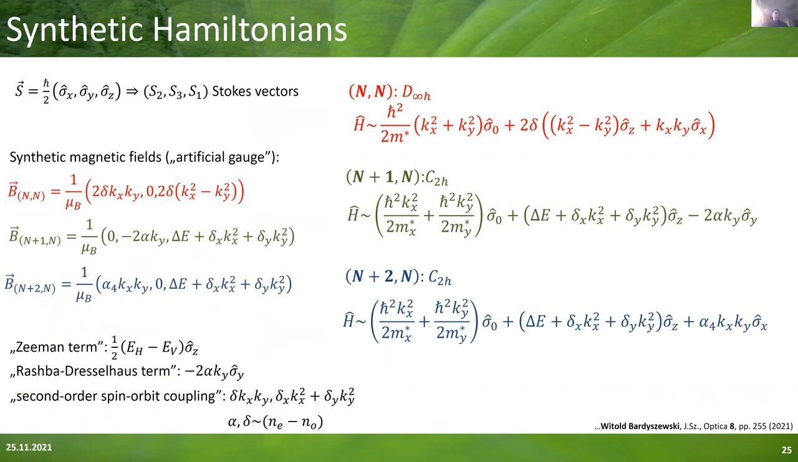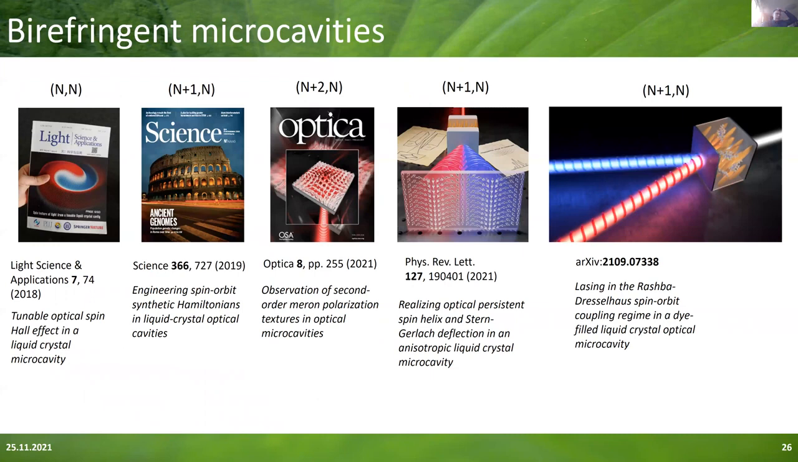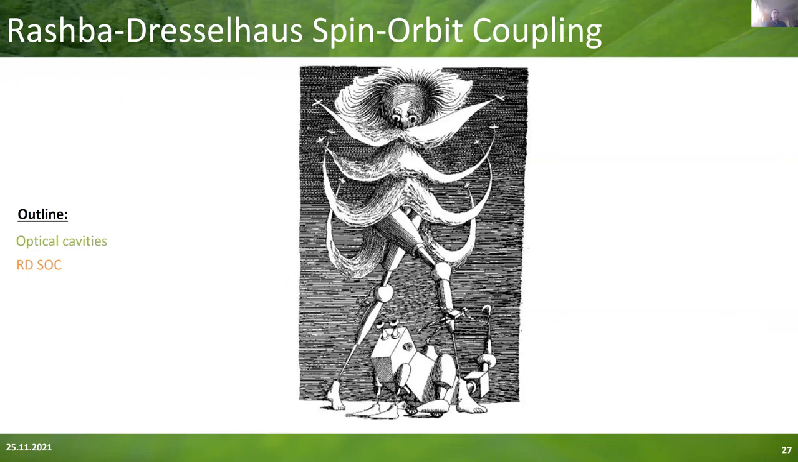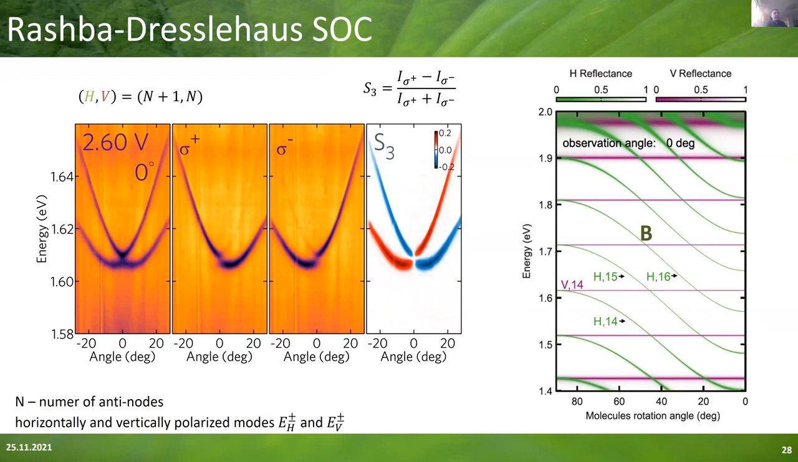It's interesting that we can deal also with so-called synthetic magnetic fields or artificial gauge fields. I will refer especially to the case of this Rashba-Dresselhaus term, that we can interpret some of the results in terms of this artificial magnetic field. Let me start with this Rashba-Dresselhaus spin orbit coupling and what we observe in experiment and how we describe the system.